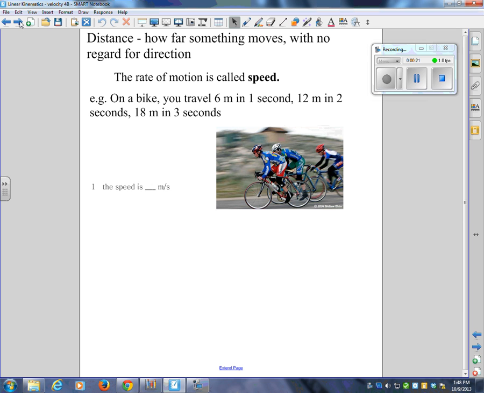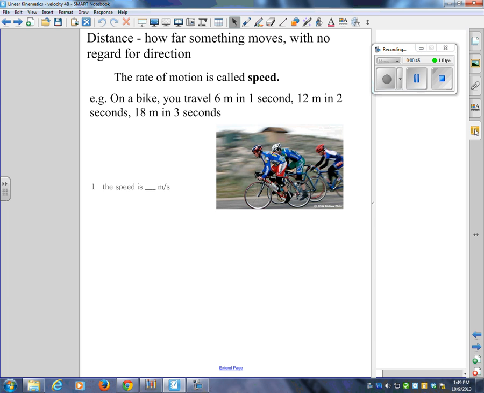Okay. So, distance. We've already talked about this already. Distance is how far something moves with no regard to direction, whether you go forward and back, it's total distance. There's no positive or negatives. Okay? And when you're talking distance, the rate of motion is called speed. And here's an example. On a bike, you travel 6 meters in 1 second, 12 meters in 2 seconds, 18 meters in 3 seconds. So what is my speed?